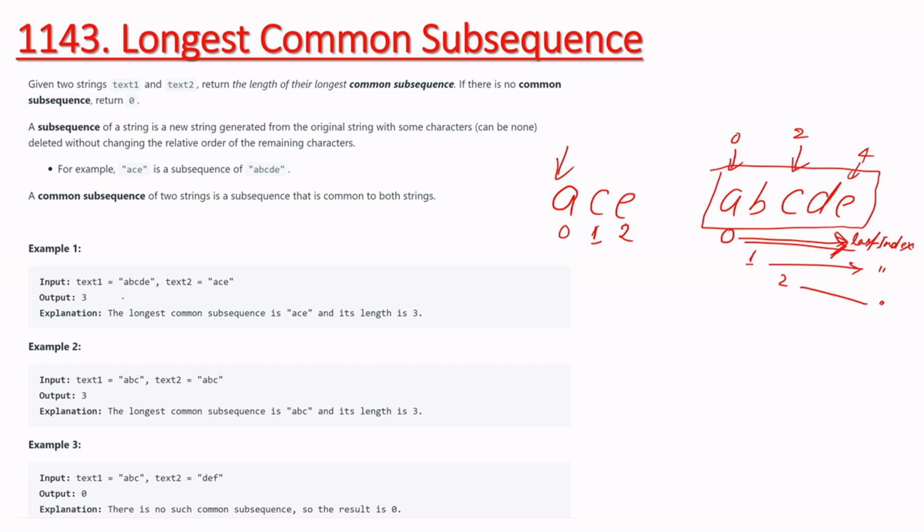Similarly, text1 is given as ABCDE and text2 is ACE in example 1, and that's why it returns 3, because ACE has length 3. Next, in example 2 we have ABC and ABC, both exactly the same, so the subsequence remains the same and the output is the same. In example 3 we have ABC and DEF, there is no matching, and that's why we get output 0.